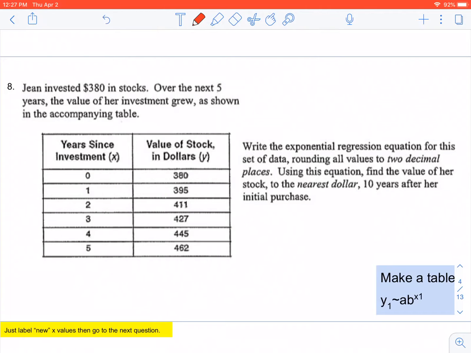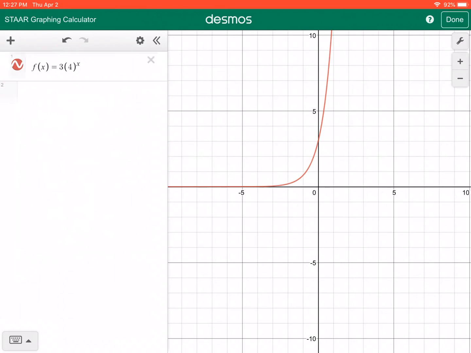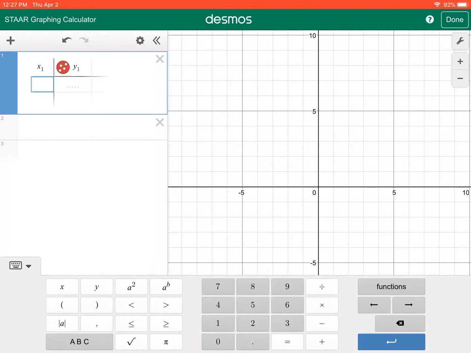If you change screens and you can't see them, you can put one window next to another, or you can just type it in with me or type it in after and make sure that you can do the same thing. So we're going to start off with a table. The way that we ask Desmos to do a table is we add a table. And please notice at the top it says x1 and then y1. So we're going to type in number 8.